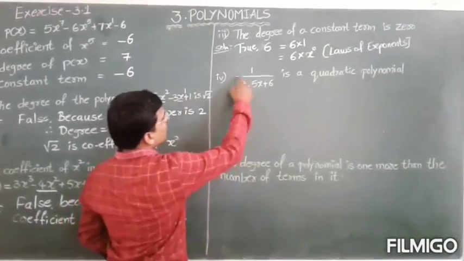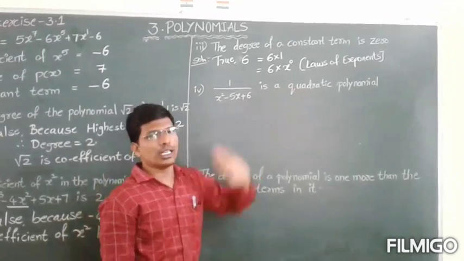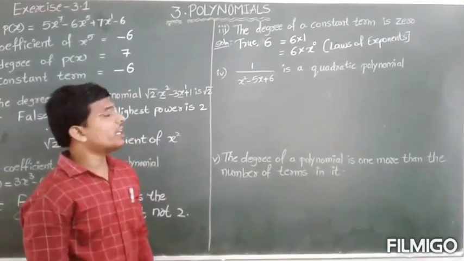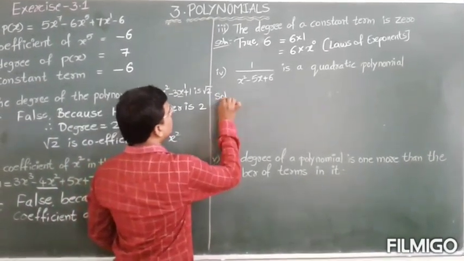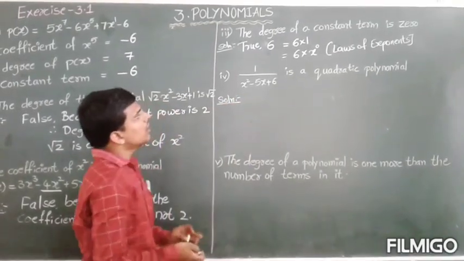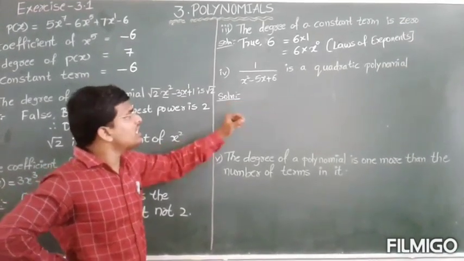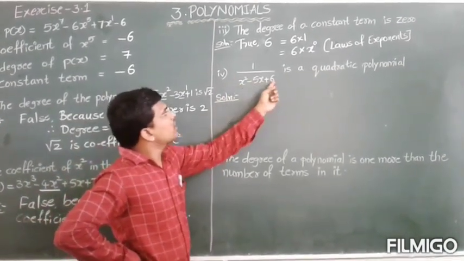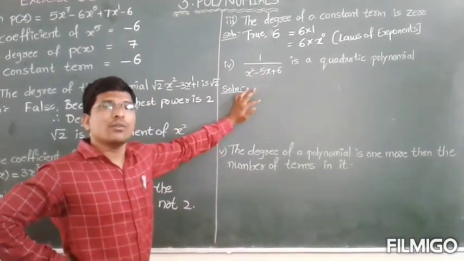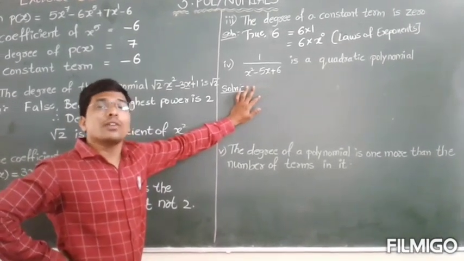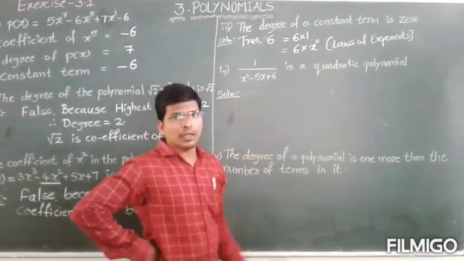Next one, fourth question. 1 by x square minus 5x plus 6 is a quadratic polynomial. So already we discussed about the definition. What is mean by quadratic polynomial? Okay, so can you tell me the quadratic polynomial definition? Yes. So quadratic polynomial is what? An algebraic expression. Algebraic expression mean by which is involving the variables x and some constant terms. So this is an algebraic expression only. So an algebraic expression which is involving the variables and with non-negative integral powers. So it has positive power only, then it is a quadratic polynomial.